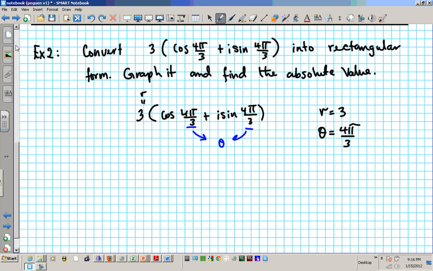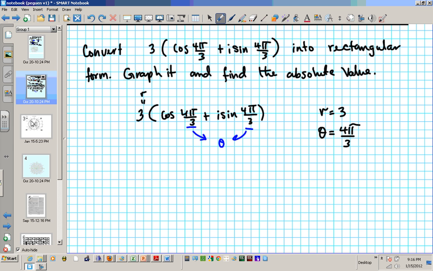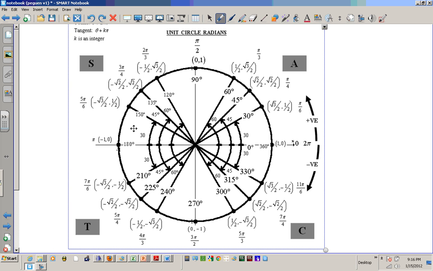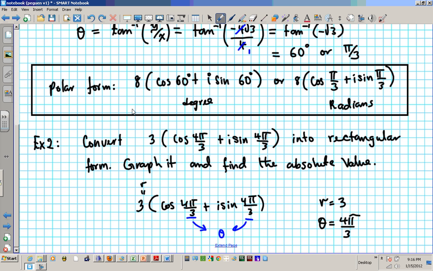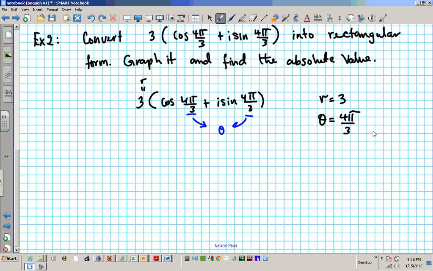So it's 4 pi over 3 on a unit circle, I think it is. Let's see. 4 pi over 3, where are you? Oh, right, there it goes. Negative 1/2 and negative root 3 over 2. Okay? So 4 pi over 3 on the unit circle is negative 1/2 and negative root 3 over 2. Remember, on the unit circle, the x-coordinate is strictly cosine, and the y-coordinate is strictly sine, right?